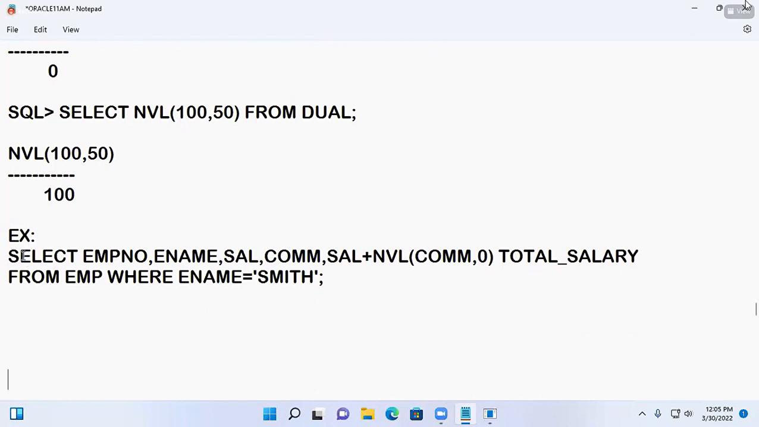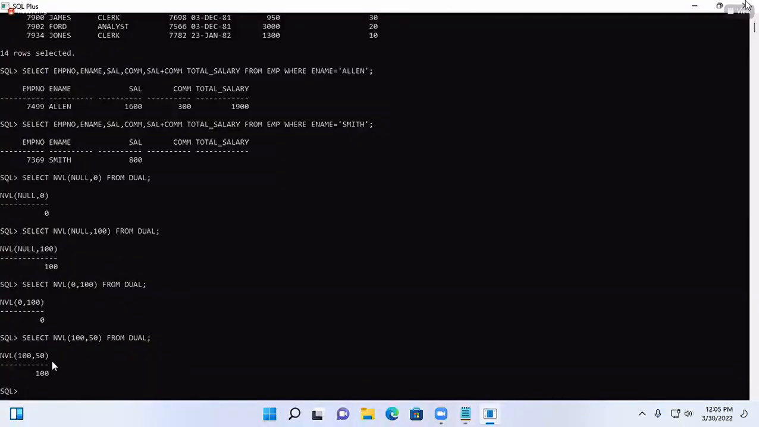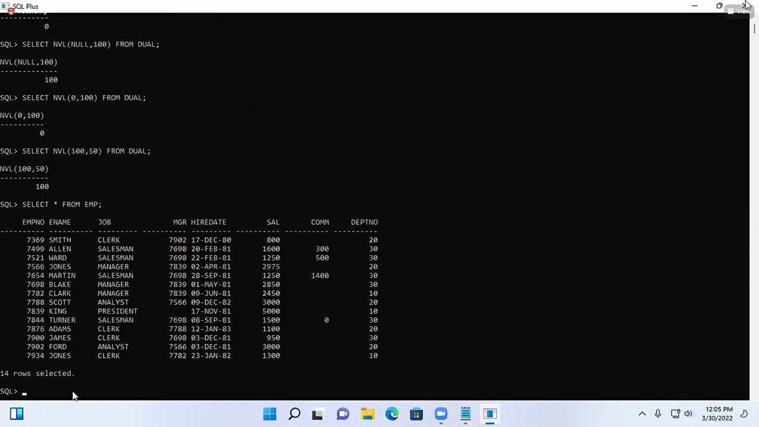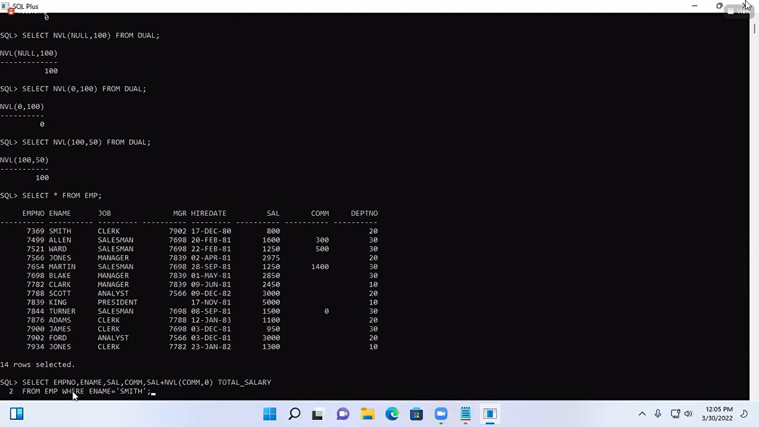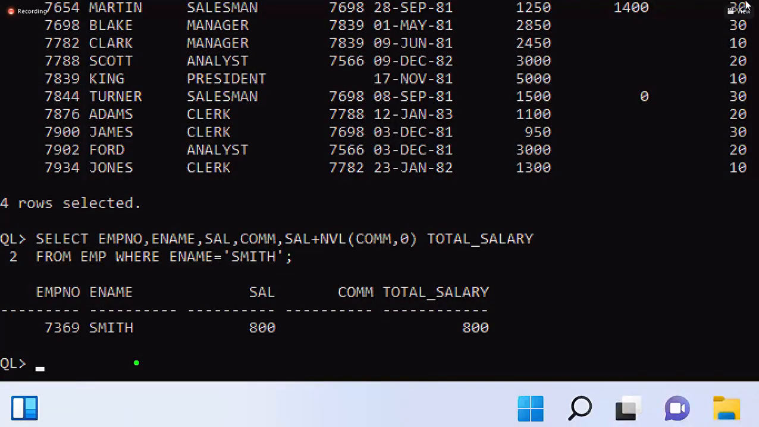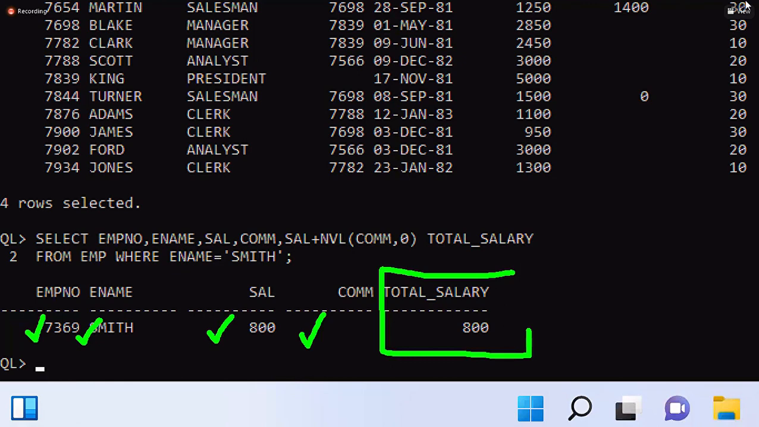Now carefully observe. When I execute this entire query, let me come back and see. Select star from EMP is my table. And now see, I'm going to execute this one. After execution, you can see your problem is solved. Yes or no? As per your table, employee number, employee name, employee salary, employee commission, and finally your operation result is 800.